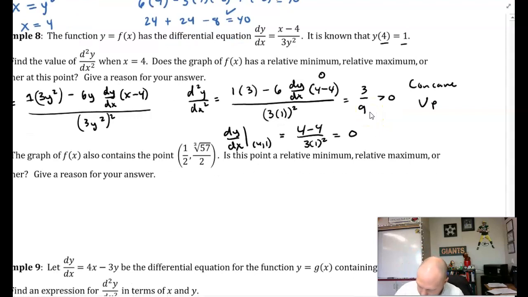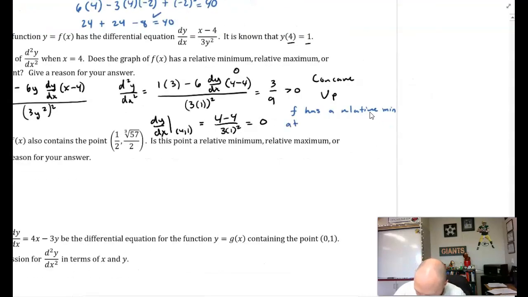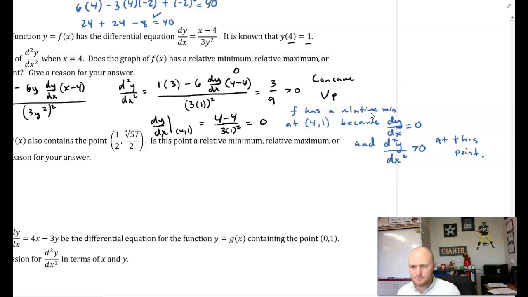So we can say, f has a relative minimum at 4, 1 because dy dx is equal to 0, and the second derivative of y with respect to x squared is greater than 0 at this point. Okay? There you go. All right.